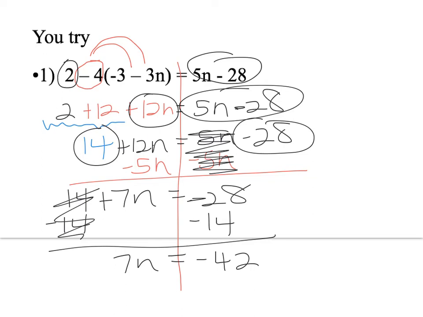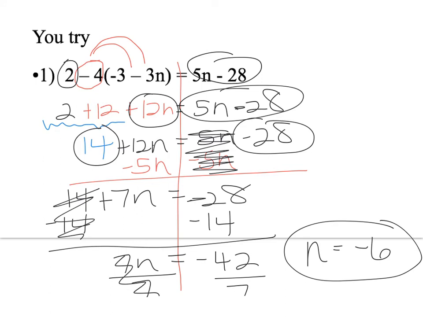And then your last step is to move your coefficient, and you move your coefficient by multiplication or division. In this case, division. 42 divided by 7 is 6, so n will equal negative 6, because a negative divided by a positive is a negative.